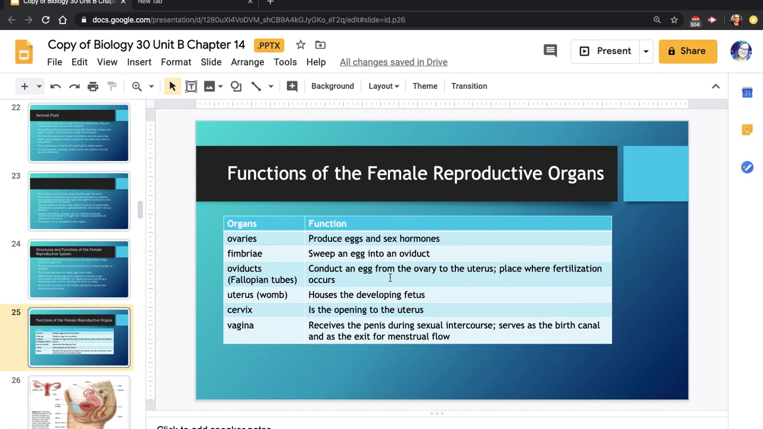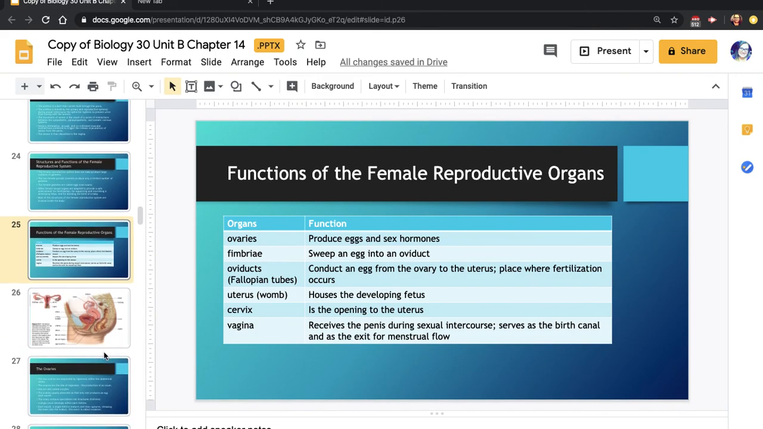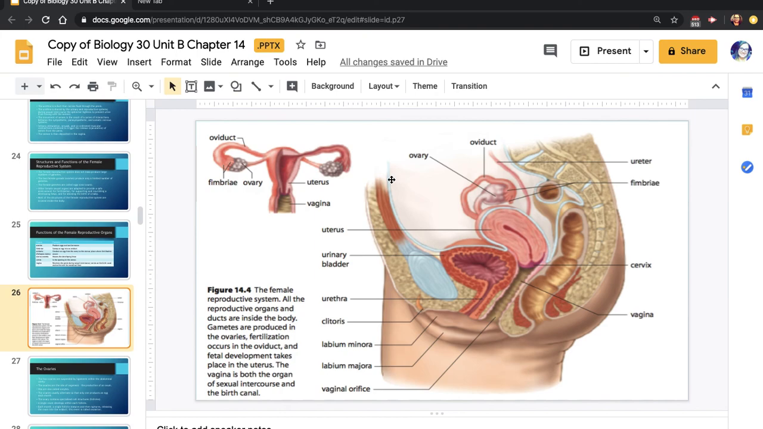The uterus is where the developing fetus is housed. So that's where the baby's going to be developed, not created. It's going to be created in the oviducts. The cervix is where the opening is to the uterus. And then the vagina is the thing that's going to receive the penis during intercourse and serves as the birth canal, so where the baby's going to come out, as well as the exit for menstrual flow. All great things. Okay, so this is the female reproductive system.